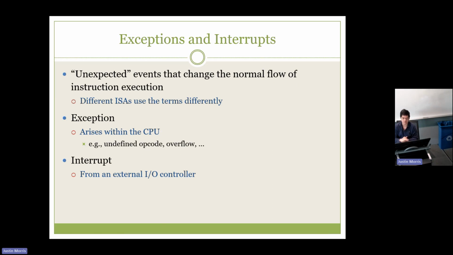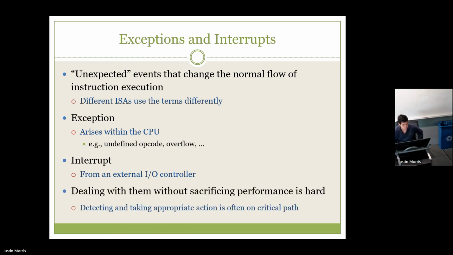It will then handle that exception, kill the program maybe, or it will correct the error and then the program can resume. So if it is killing the program, seg faults, right? That's it killing the program. All right, so dealing with them without sacrificing performance is very difficult. So we're going to talk about detecting and taking appropriate actions, and how it's often on the critical path for our data path.